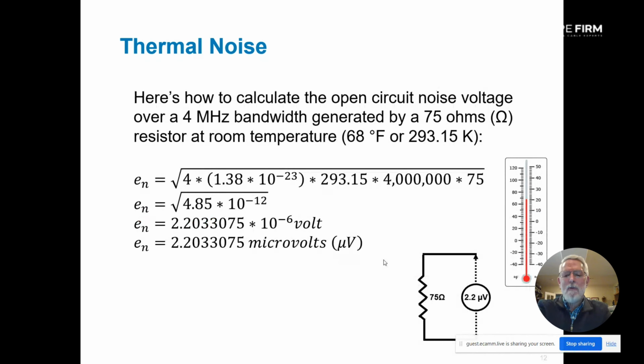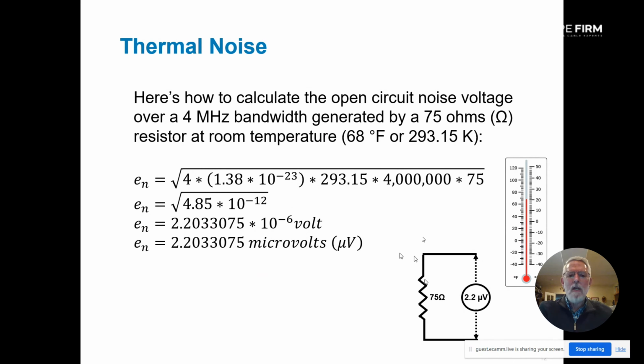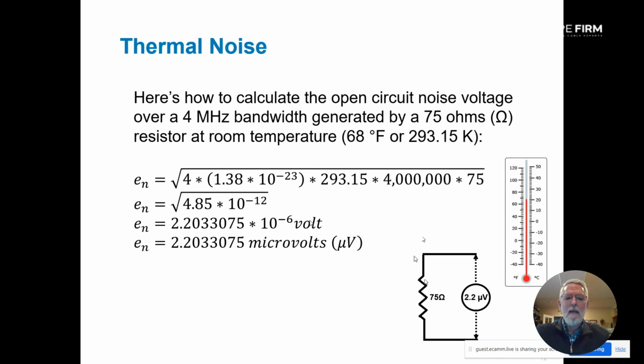So let's use an example. Let me get this little box just a wee bit more out of the way. Let's say we've got a 75 ohm resistor laying on the table. We're going to hook up a special meter to it and measure the voltage coming out of that. But first we'll calculate it and see what it is. We'll assume that the impedance is 75 ohms, so that is R, and a 4 megahertz bandwidth, so that is 4 million hertz.